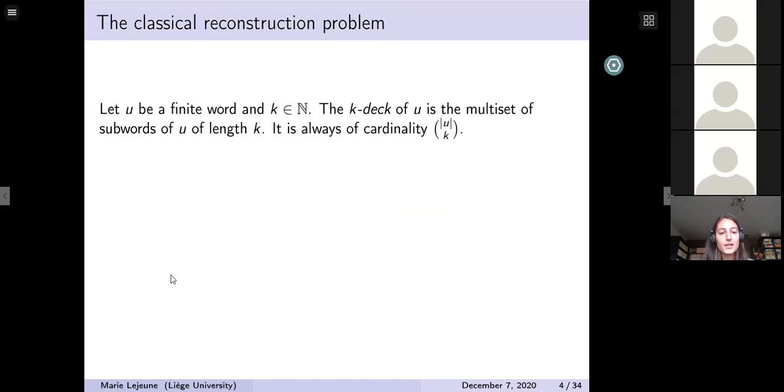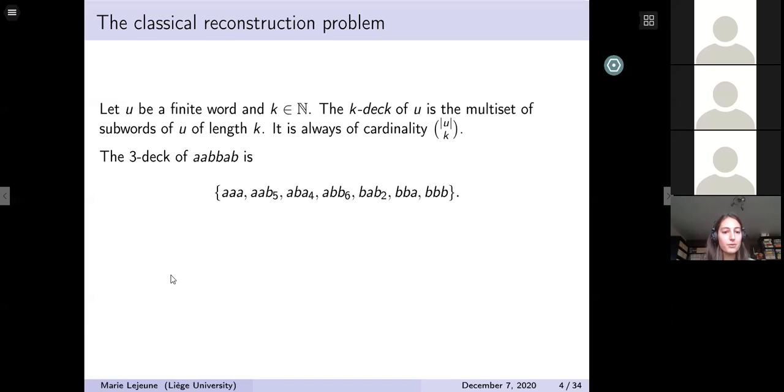In fact, we have a finite word. I need a definition first. So I'm going to speak about the k-deck of a word U, and the k-deck is just the multiset of all the subwords of U of length k. So for example, for the word AABBAB, we are going to look at all the subwords of this word of length 3, and we are counting them with their multiplicity. So for example, AAB occurs 5 times in this word. So this is the k-deck of a word U, and it always has the same cardinality.